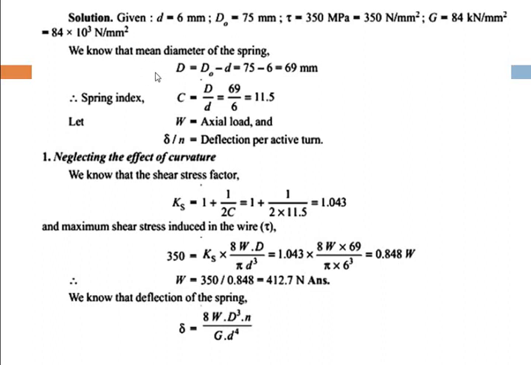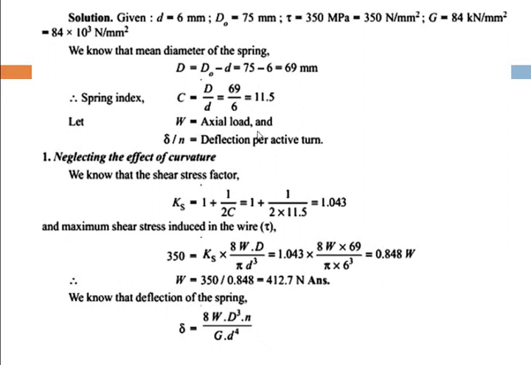Now we need to find out the dimensions of the spring. We know that mean diameter capital D is equal to d0 minus 2r or d0 minus d. From the outside diameter, if you remove the radiuses, we will get the D value, mean coil diameter, which you have learnt here. That will be 69 mm, and spring index C is equal to capital D by small d. Capital D we found is 69 mm, which is mean coil diameter, and small d already given 6 mm, which will be 11.5.